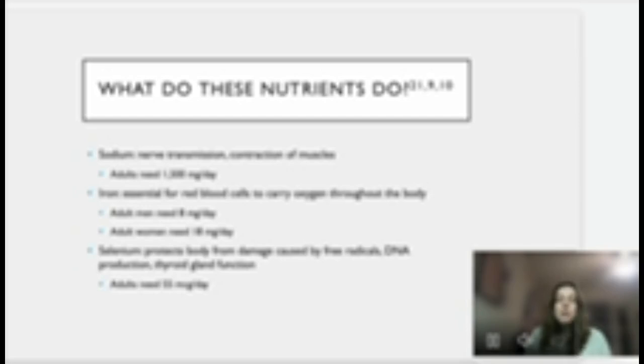Adult men need about 8 milligrams per day, whereas adult women need 18 milligrams per day, which, like calcium, can vary depending on the stage of life you are in. Selenium is next, and it protects the body from damage caused by free radicals, which we discussed earlier, and vitamin B2 and vitamin A, which are antioxidants, which protect from free radicals. Selenium is also responsible for DNA synthesis and thyroid gland function, which is where most of your hormones in your body are stored and signaled. Adults need about 55 micrograms per day.